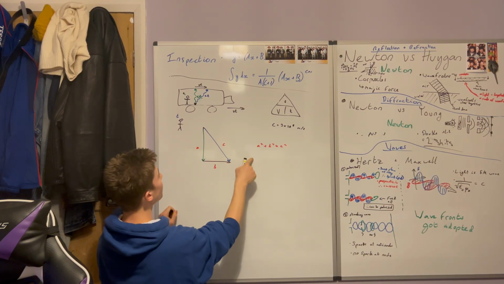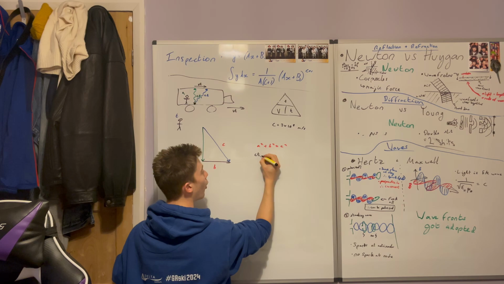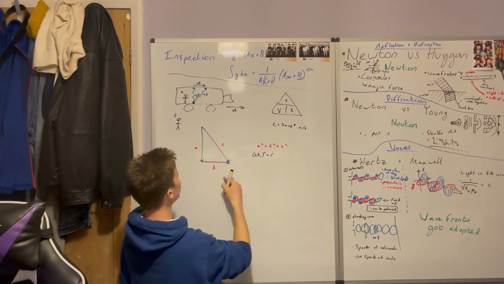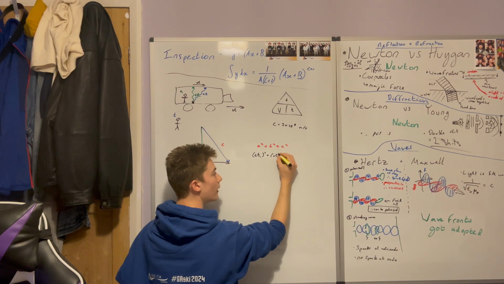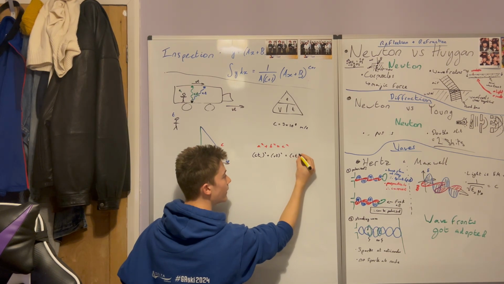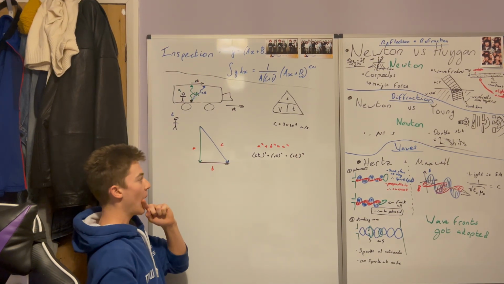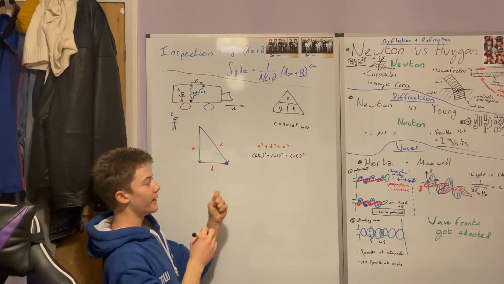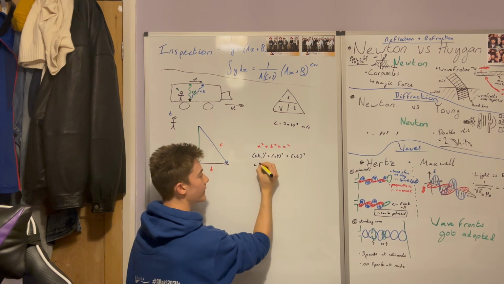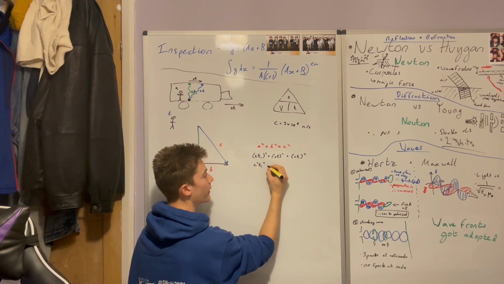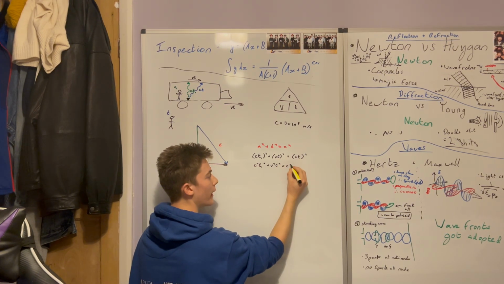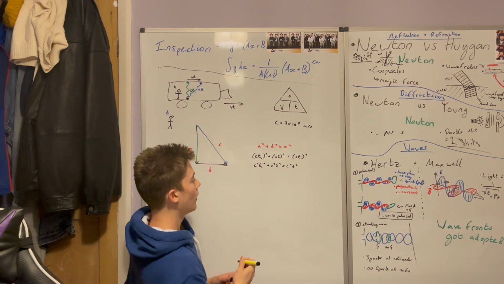So A is CT1, right? And that's all squared. Plus B, which is the black one, VT squared, equals C, which is CT squared, right? And now we can expand all that and move it all about. Right, so let's do that. It will be C squared T1 squared plus V squared T squared equals C squared T squared. Okay?